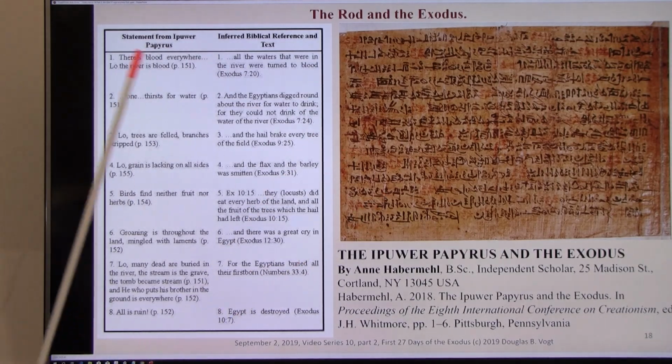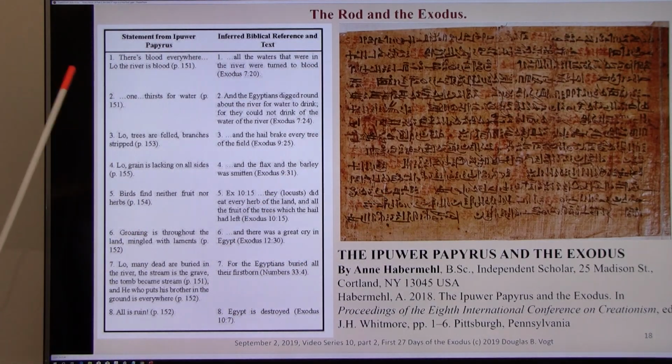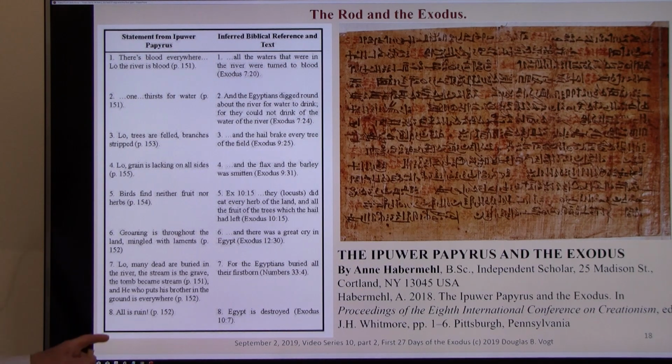And in the papyrus, it said these 8 items. There's blood everywhere. Lo, the river is blood. One thirsts for water. Lo, trees are fallen, branches stripped. Lo, food is lacking on all sides. Birds find neither fruit nor herbs. Groaning is throughout the land, mingled with laments. Lo, many dead are buried in the river. The stream is the grave. The tomb became stream. And he who puts his brother in the ground is everywhere. All is ruined. That's number 8.